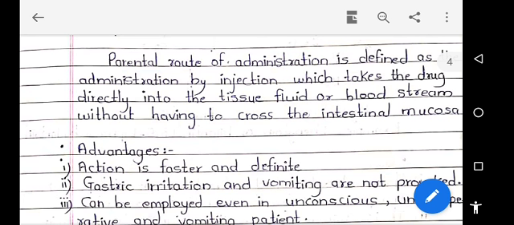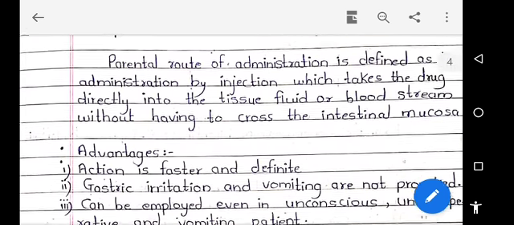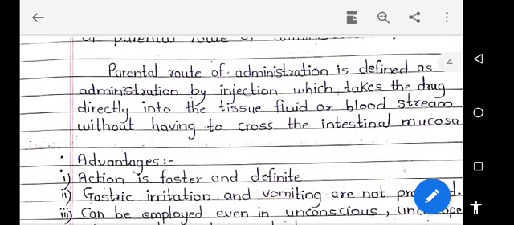So there are different ways to administer the drug in the body. Oral route of administration is one of the ways to administer the drugs in the body. Another one is the parenteral route of administration. Some are the rectal route of drug administration. These are the different ways for drug administration in the body.